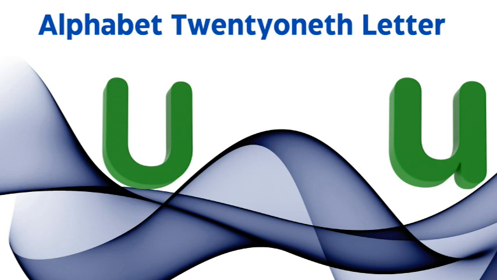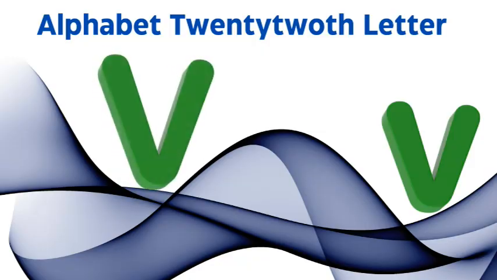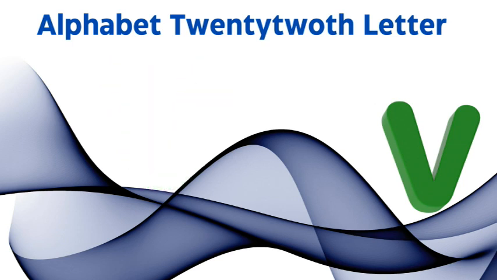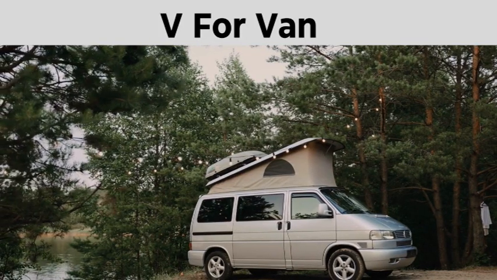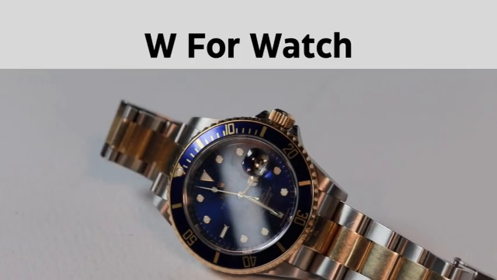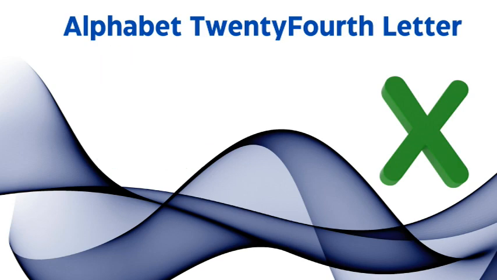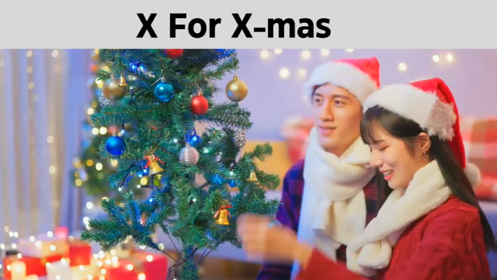Alphabet 21st letter U. U for umbrella. Alphabet 22nd letter V. V for van. Alphabet 23rd letter. W for watch. Alphabet 24th letter. X for Xmas.